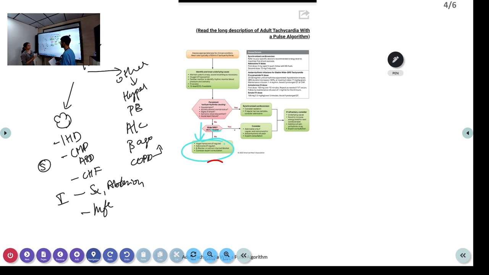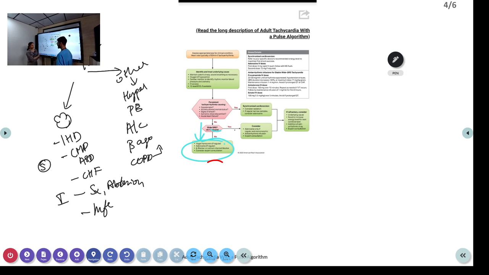Synchronized cardioversion, if we are planning to do it, first we will have to take consent and sedate the patient. Then, depending on what kind of tachyarrhythmia the patient is having, we will have to plan. If it is AF, we will have to give at least 100 to 120 joules. Synchronized cardioversion should be done. So for all unstable tachyarrhythmia, will you do synchronized cardioversion? Before doing it, will you do something, or are there any contraindications for synchronized cardioversion?